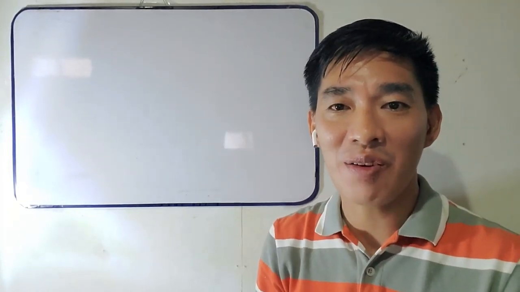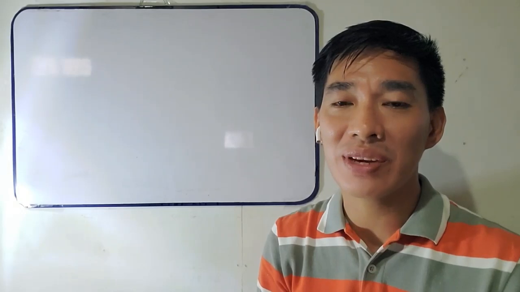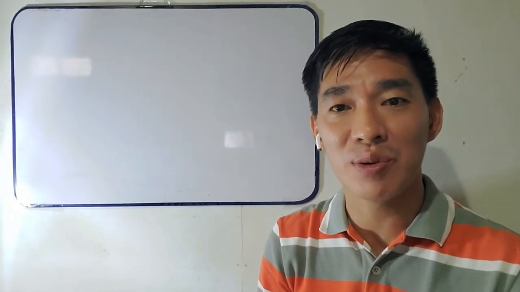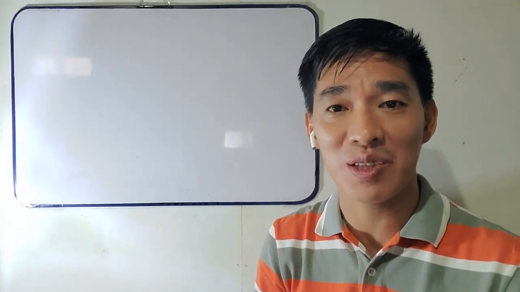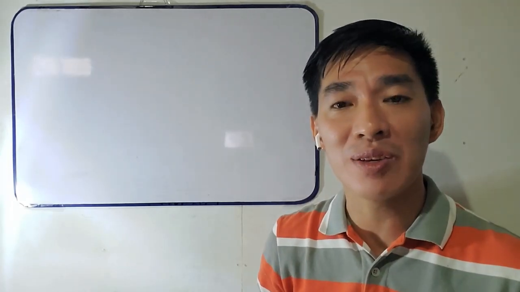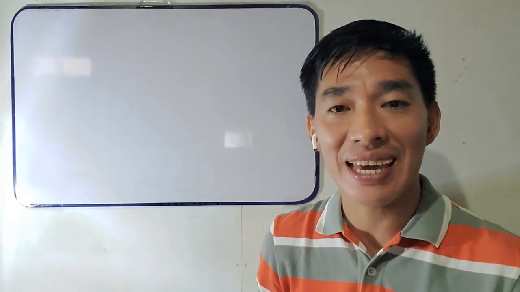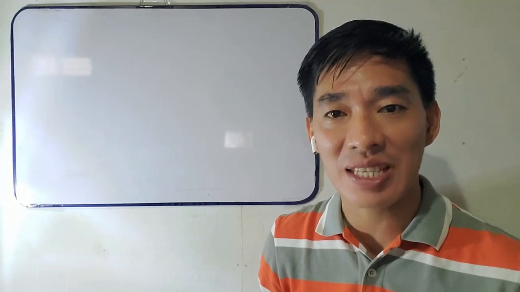For week 2 of our lesson, grade 5, we will be dealing with lesson 1, which is the divisibility rules for 4, 8, 11, and 12. And of course, we will be using these divisibility rules in getting the common factors of a set of numbers.